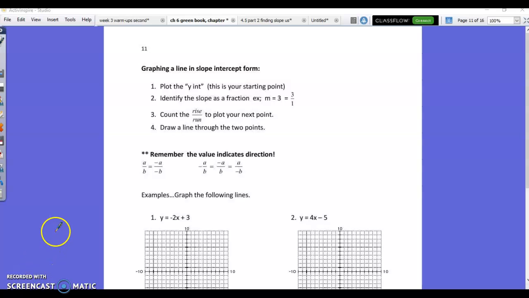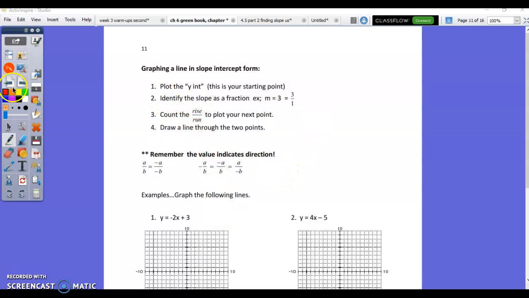Okay, so for this section, we are going to graph a line given an equation in slope-intercept form. We talked about slope-intercept form yesterday, where we can identify the slope and we can identify the y-intercept. All right, so there's 4 basic steps.